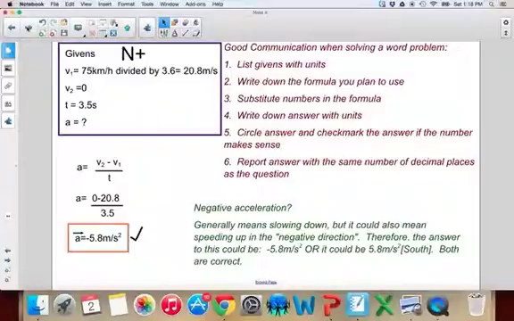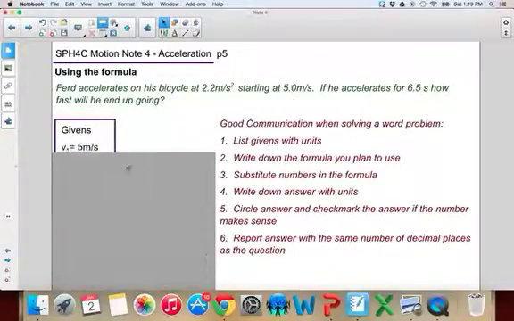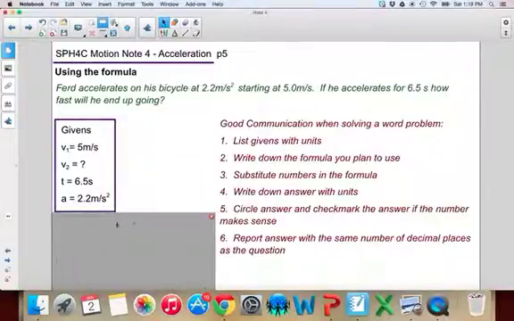Okay, I got one more example for you. Ferd accelerates on his bicycle. So we're given an acceleration. He's starting at 5 meters per second, and he's given a time of 6.5 seconds. How fast will he end up going? So in this case, write out the givens.